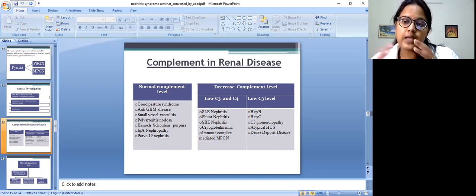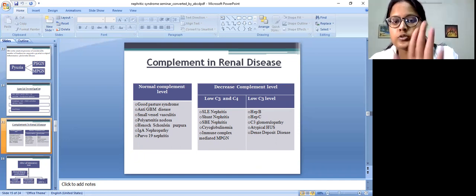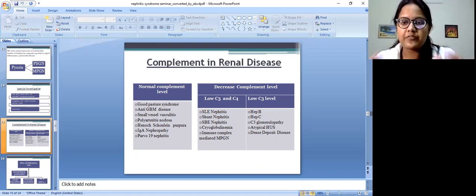But if the antibody is directly damaging the nephrons without involving complement system, in that case, your complement levels will remain normal in the blood. For example, Goodpasture syndrome, anti-GBM disease, there is direct damage to the membrane with the antibodies, no involvement of the complement, so there will be no decrease in the complement levels. So with this investigation, you can definitely narrow down your causes of nephritic syndrome.